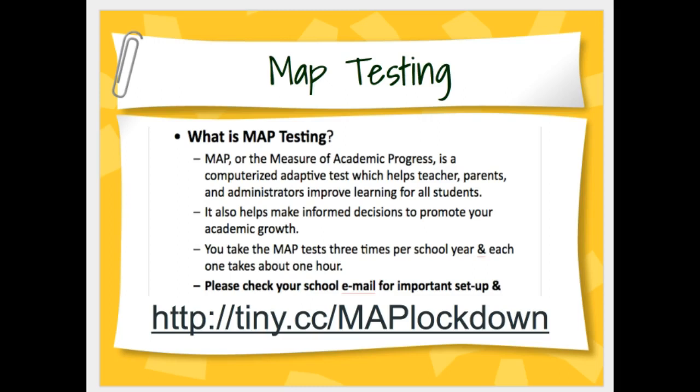So a little bit more about MAP testing. MAP, or the Measure of Academic Progress, is a computerized adaptive test which helps teachers, parents, and administrators improve learning for all students. So we use a lot of the data from this MAP test to help us gauge areas of improvement for our students. It also helps make informed decisions to promote your academic growth, so areas in which we would like to see you improve. We take the MAP test 3 times per school year, and each one takes about an hour's worth of time. So not a whole lot of time. We want you to do your best. And again, only 3 times a year.